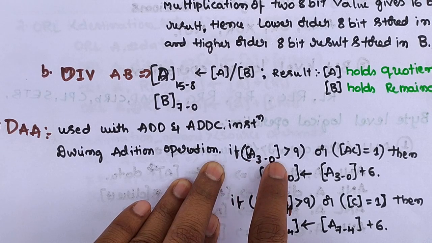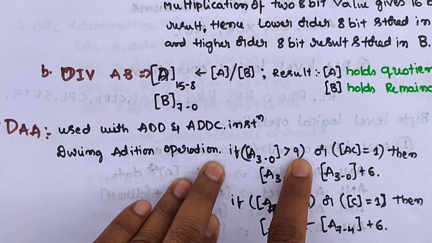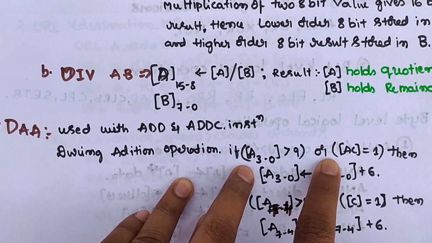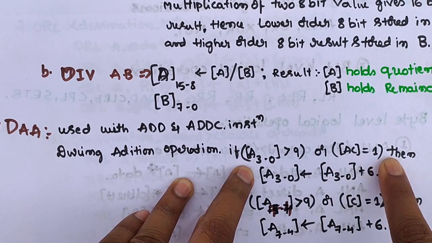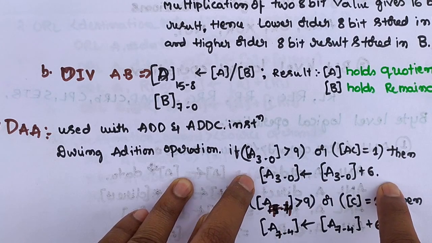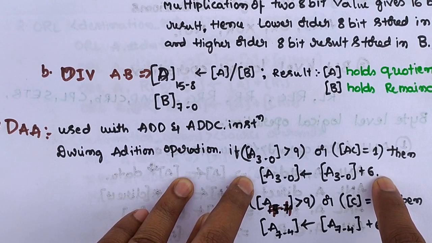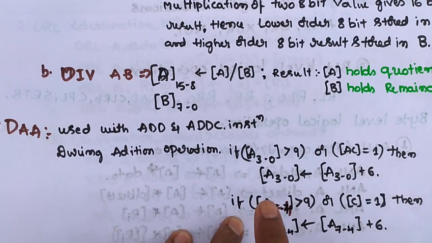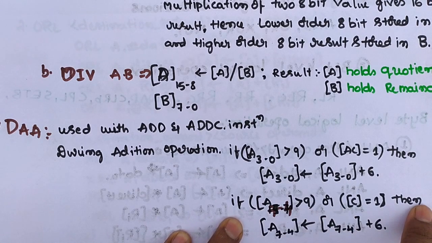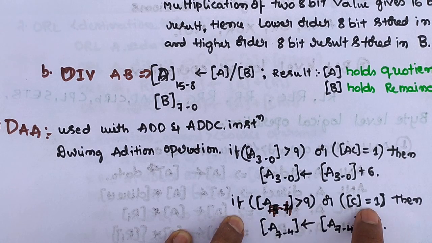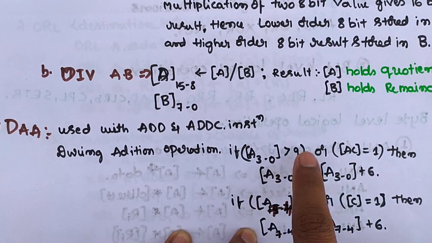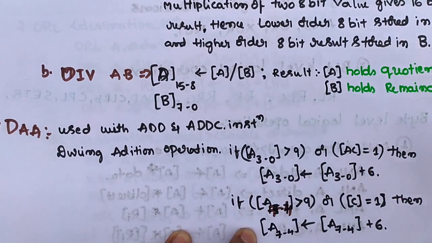If A0 to A3 is greater than 9, that means during the arithmetic operation if any auxiliary carry is set, we need to add 6 to that result. That is the first step, on the lower 4 bits of the result in the accumulator. If the carry flag is set, that means at the 8th bit you get the carry flag, we need to add 6 to the higher nibble of the accumulator content. So this will convert your content into valid BCD.